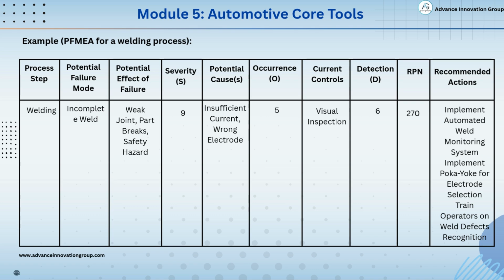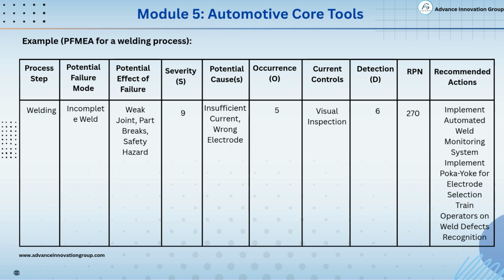Occurrence, O, is 5, which is moderate. Current control: visual inspection, not very reliable for detecting internal defects. Detection, D, is 6, indicating difficulty in catching the issue early. Hence, the RPN equals 9 times 5 times 6 equals 270, which is quite high and calls for immediate attention.